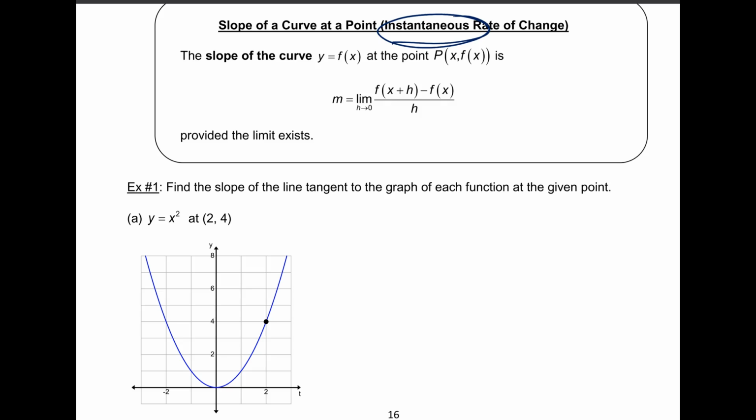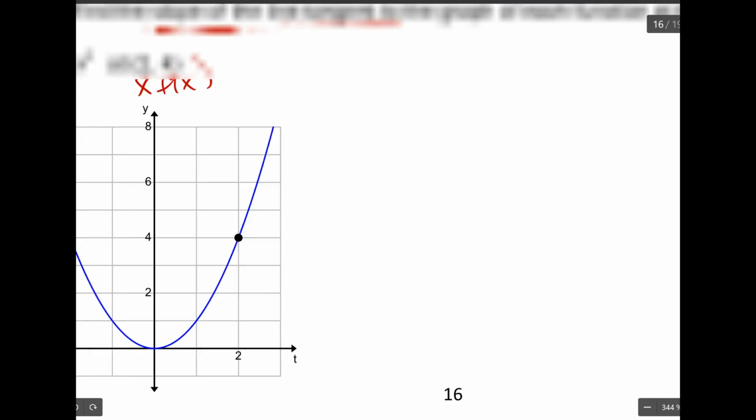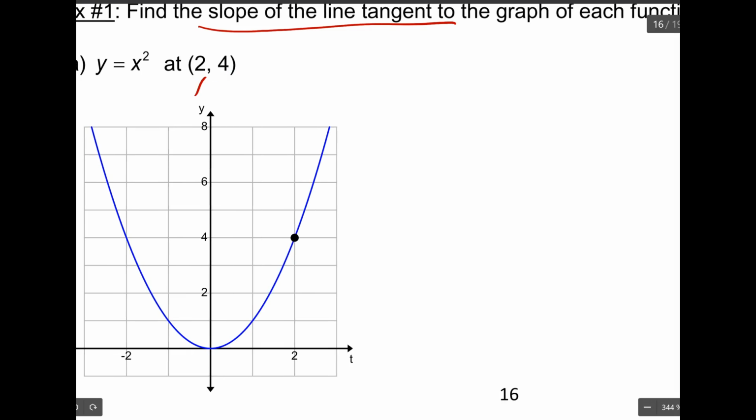All right, so here's example 1. Find the slope of the line tangent to the graph of each function at the given point. So I want the slope of the tangent line. My function is y equals x squared, and I'm wanting it at 2, 4. So this is my x, and this is my f of x. Saying f of x is the same thing as saying y.